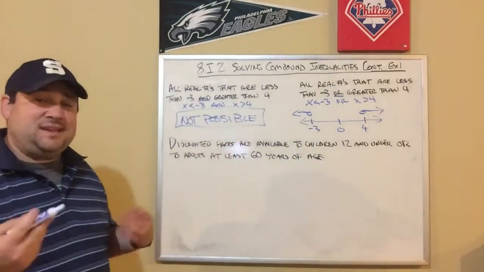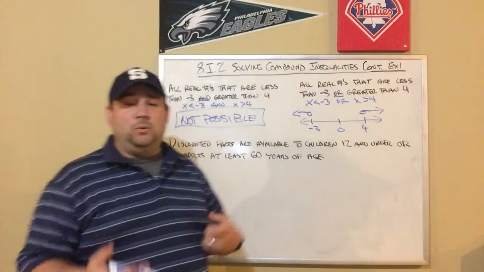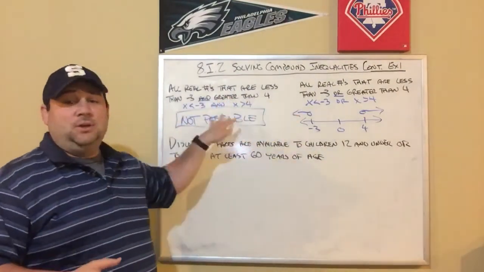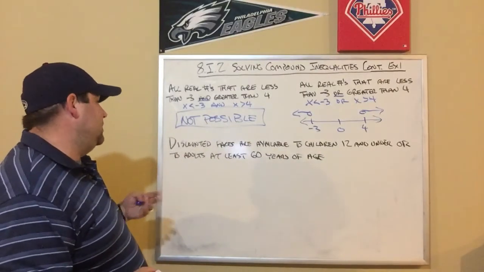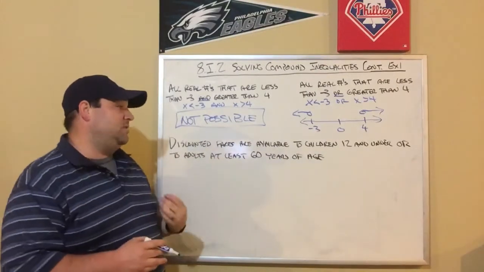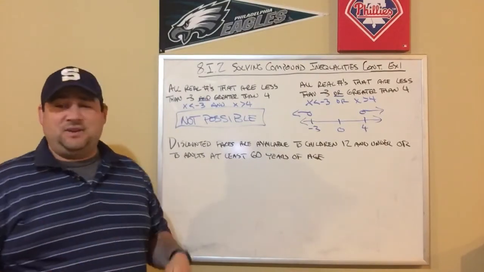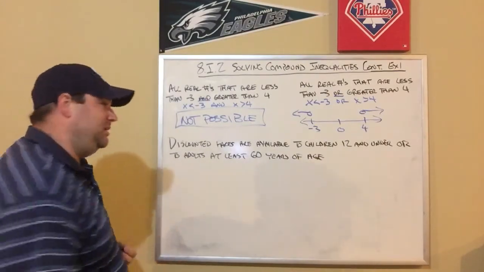So this one I was able to graph because of the word or. That word or was very important. It made it possible, where the one with and did not. So what about the last one here? Discounted fares are available to children 12 and under or to adults at least 60 years of age. So how would I do this on a number line?